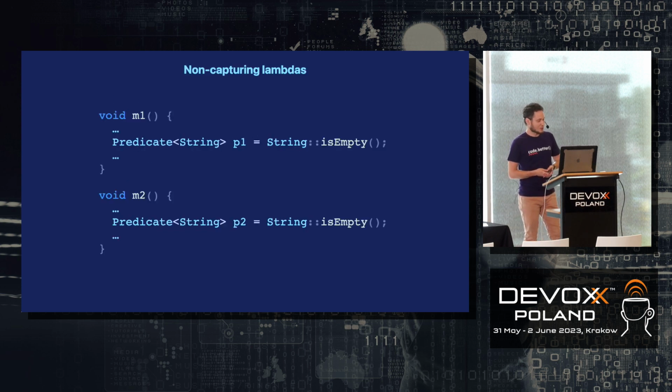Where else could we use constant dynamic? Well, non-capturing lambdas. If we have two methods which declare exactly the same lambda, and they don't capture any variables, we can actually say, well, this is a constant. And again, we are going to get all the benefits of constant dynamic. It's going to be initialized once, so less overhead, because the overhead currently of this code is to initialize exactly the same lambda two times.